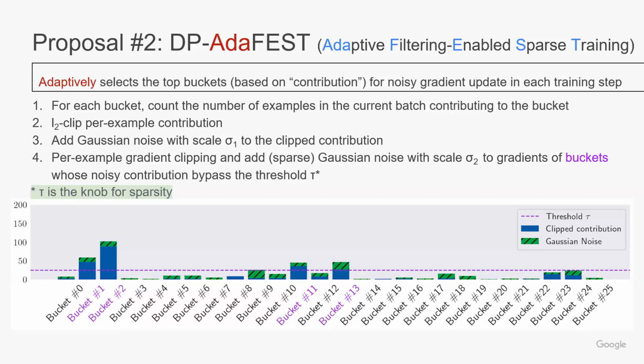By dynamically adapting the feature selection based on the bucket-wise contribution, we're able to achieve adaptive feature selection and also maintain the desired DP guarantee at the same time.